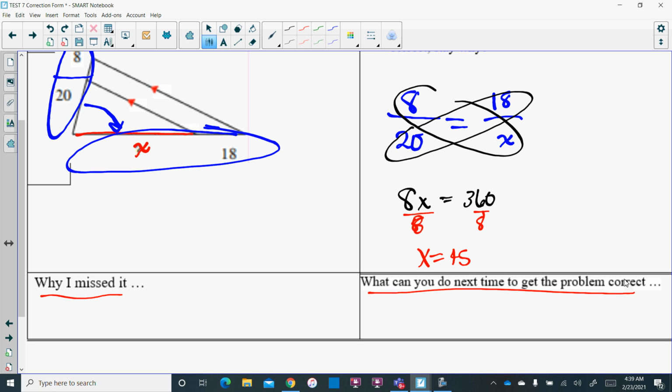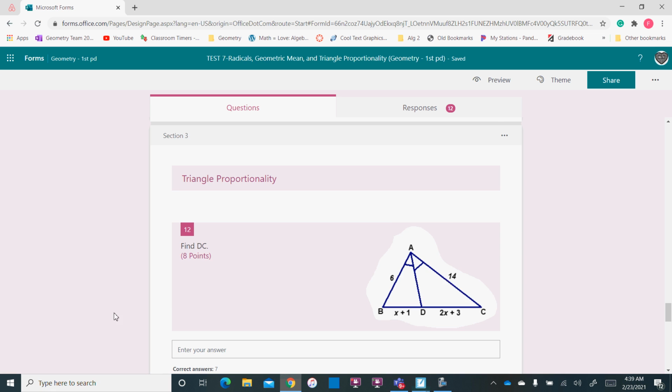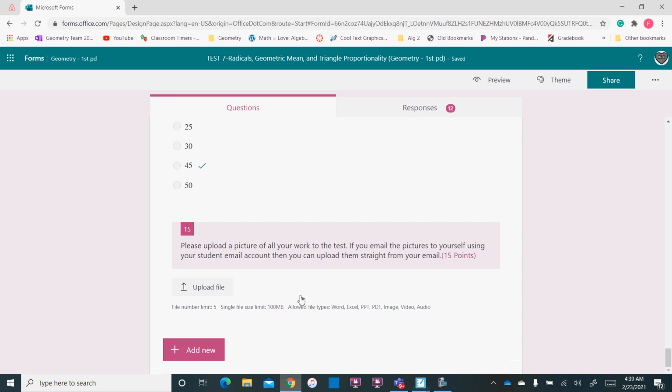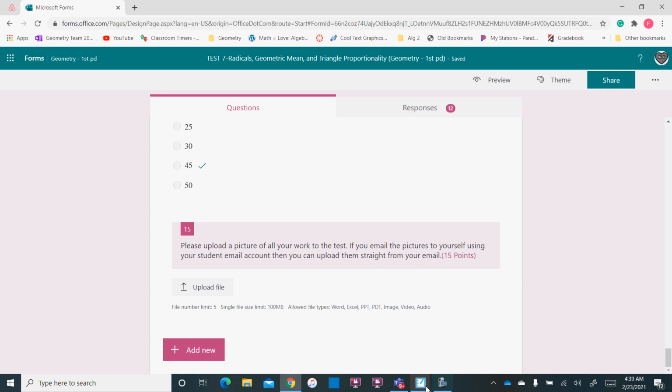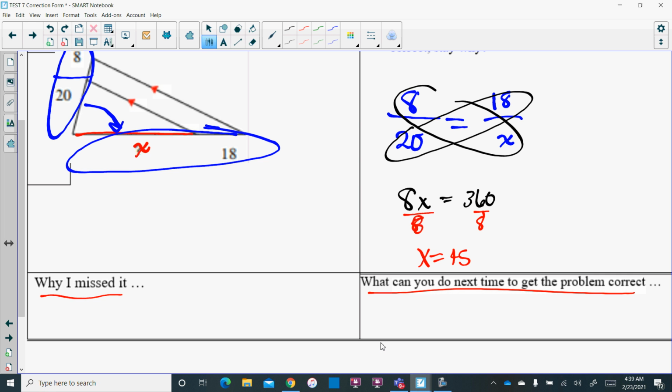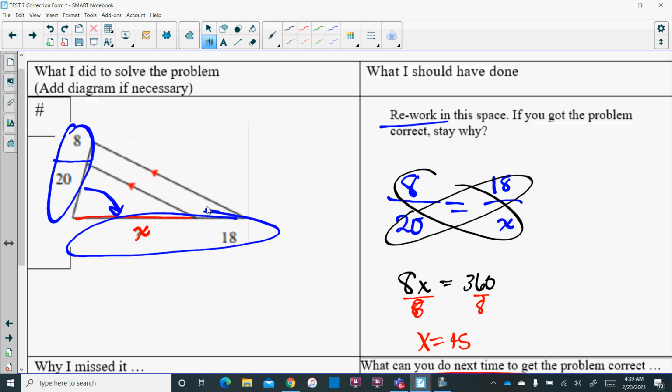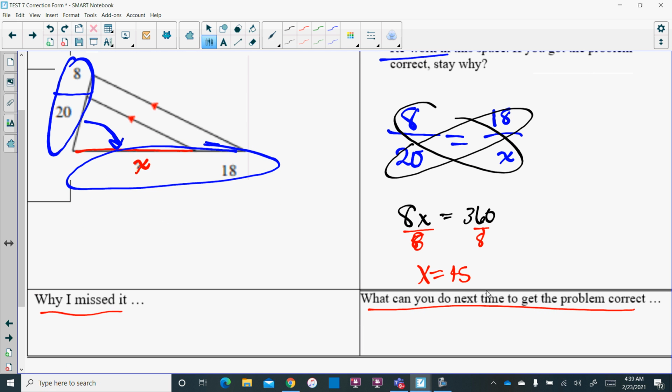And so the last part of the test, number 15, was just uploading, so there's no work there. Okay, so that takes care of everything. Make sure you have your rework. You tell me what you have. All 4 parts. This is the key to get a retest score.